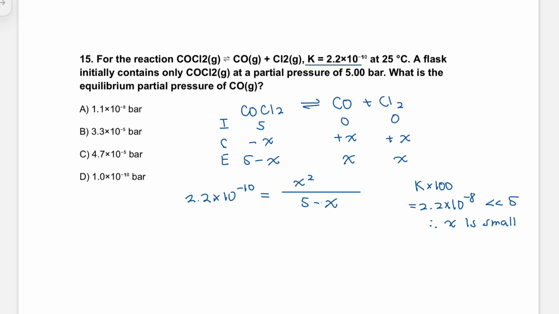And what this allows us to do is just get rid of this minus x, because we're assuming that x is so small that it doesn't really matter if 5 is subtracted by x because it won't change our value very much. So now we can calculate this much easier, and we can get 3.32 times 10 to the negative 5. And what does this x mean? That x is equal to the partial pressure of CO, which is what we're looking for. So the answer is B.